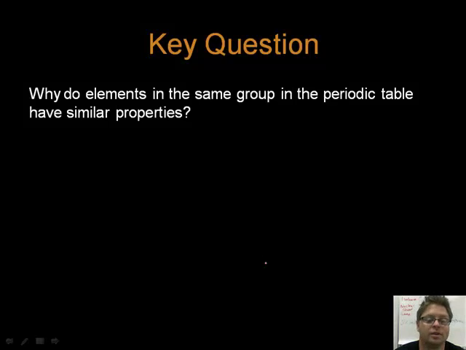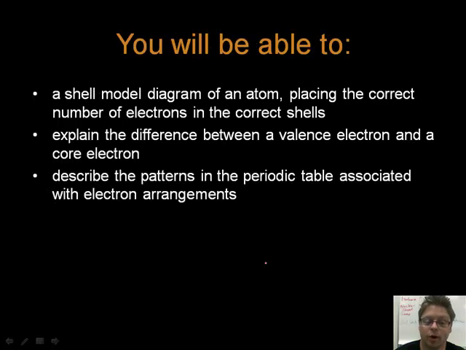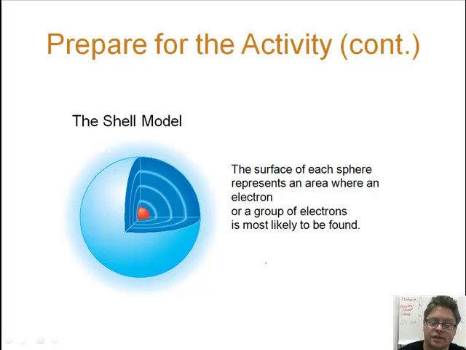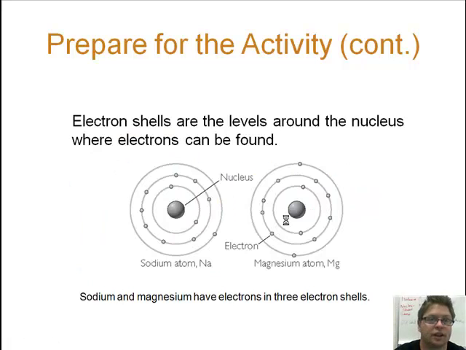So why do elements in the same group in the periodic table have similar properties? We'll look at the shell model diagram and the difference between a valence and core electron and describe patterns in the periodic table. So this here is the shell model. The surface of each sphere represents an area where an electron or group of electrons is most likely to be found. Electron shells are the levels around the nucleus where the electrons can be found. They're also sometimes called energy levels based on the Bohr model.